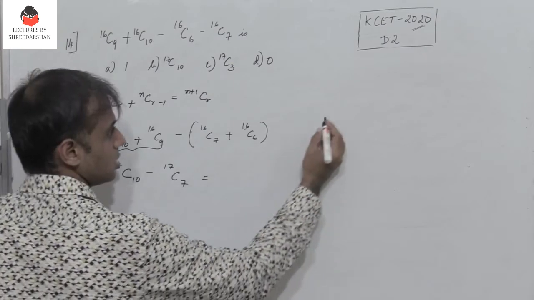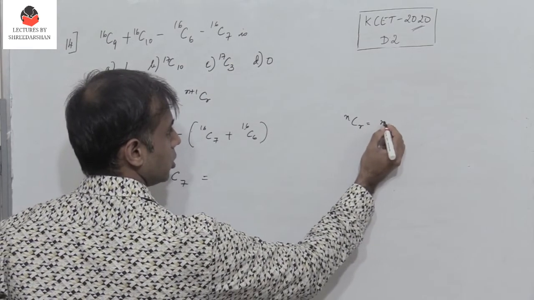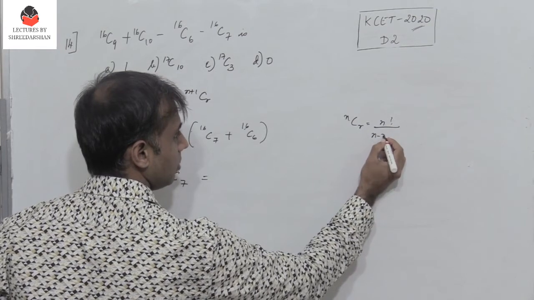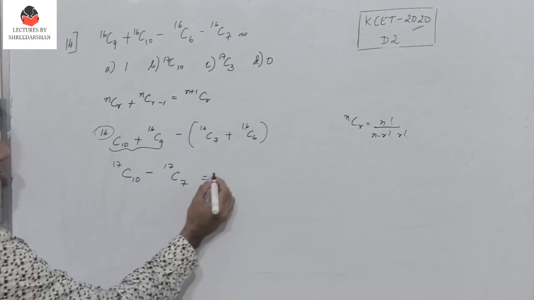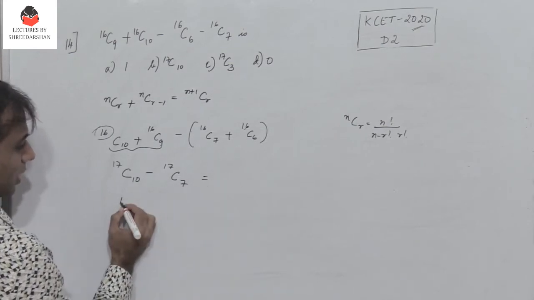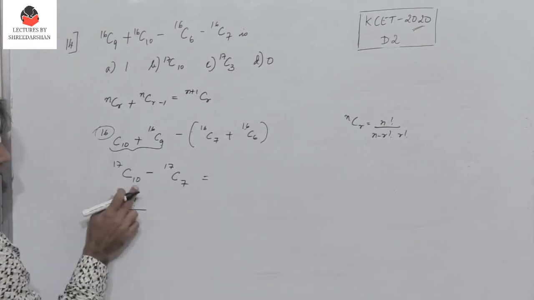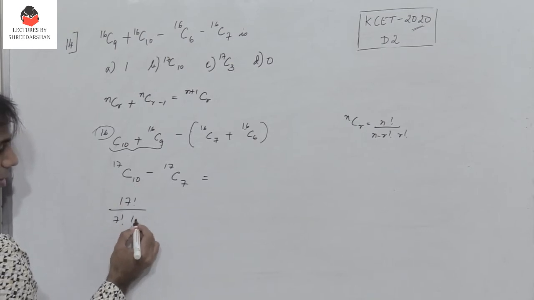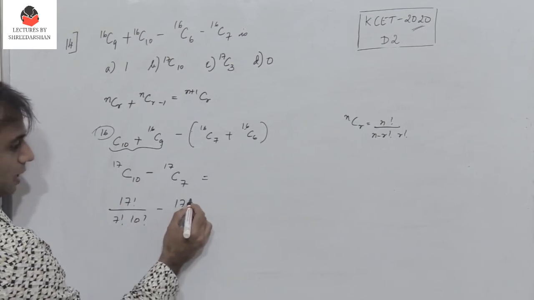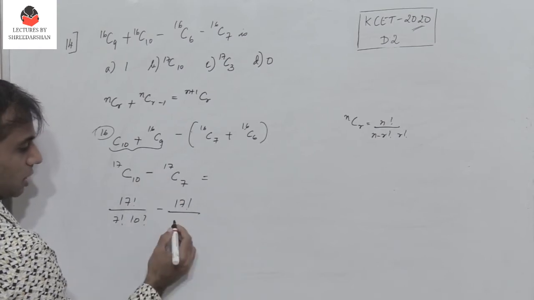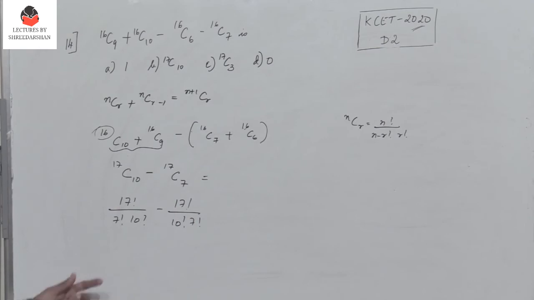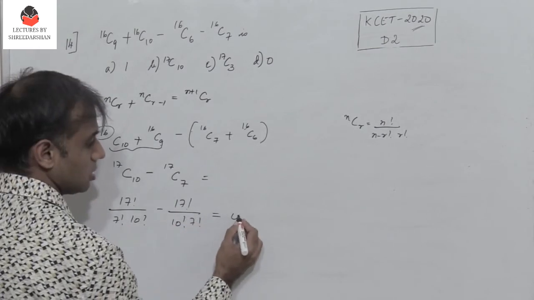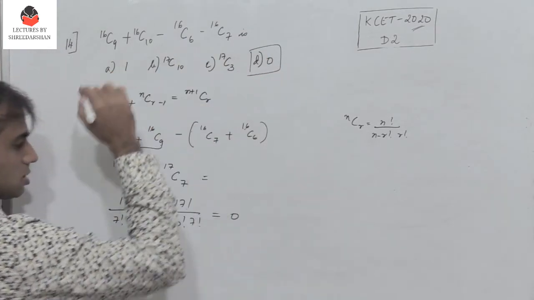So we know that what is nCr? nCr is factorial n divided by factorial n minus r into factorial r. So I have factorial 17 divided by factorial 17 minus 10, which is 7, and then factorial 10. And for the other, factorial 17 divided by factorial 17 minus 7, which is factorial 10, into factorial 7. So you observe that these two values are one and the same. So you're subtracting these two and definitely the answer is 0. So the right answer is D.